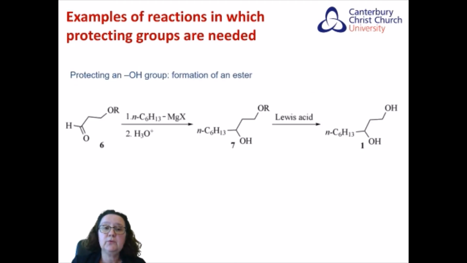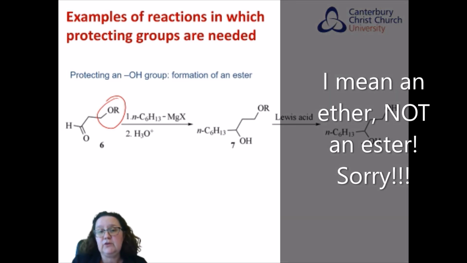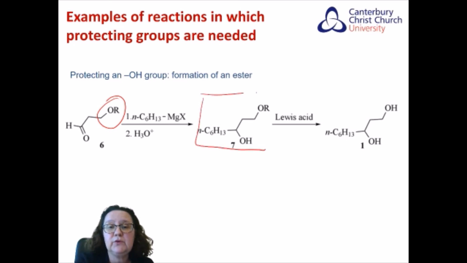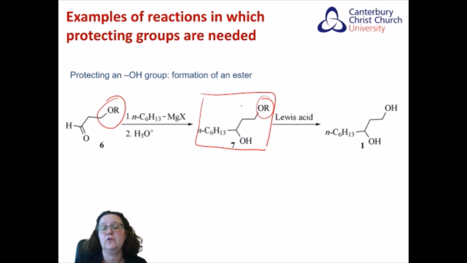So, for example, a way to protect that hydroxyl group would be to make it into an ester. The ester does not react with the Grignard reagent. You have the reaction between the Grignard reagent and the aldehyde. You form the final compound, but with this alcohol still in ester form, and then by acidification you break the ester and you liberate the hydroxyl group.